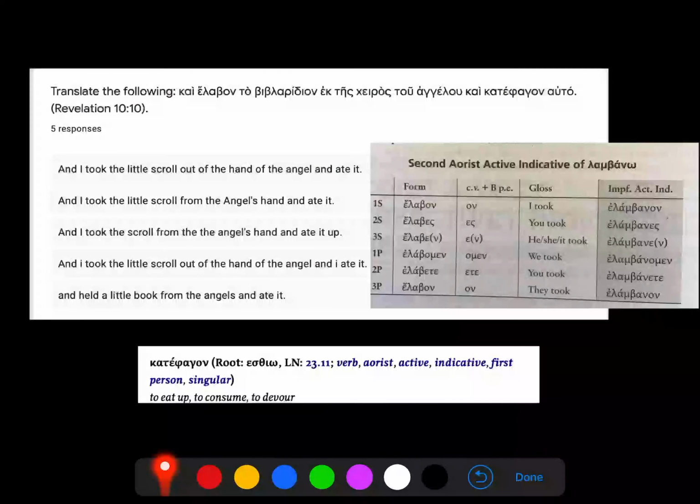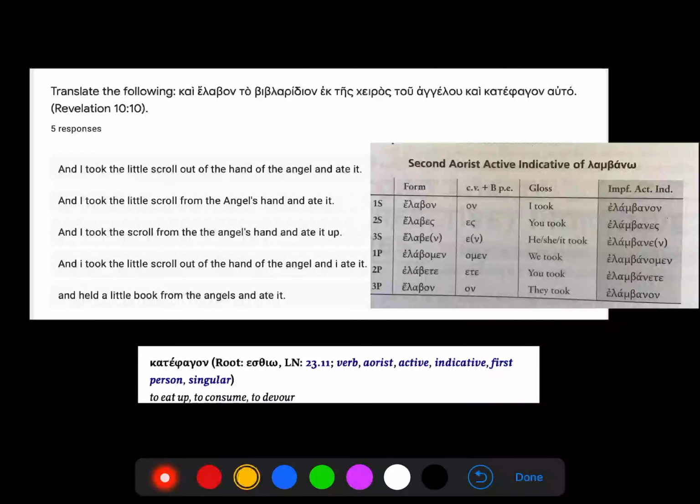Okay, next passage, Revelation 10. Kai elaba ta biblaridion ek tes cheiros tou angelou kai katephagon auto. Okay, and what do we have here?